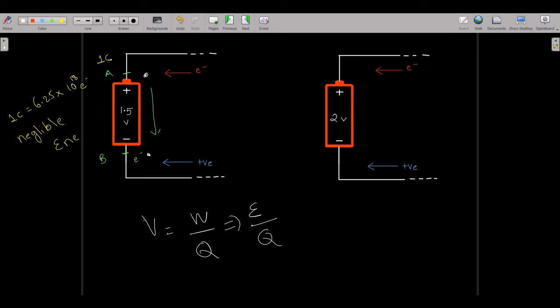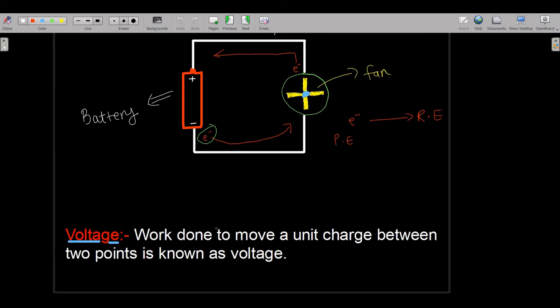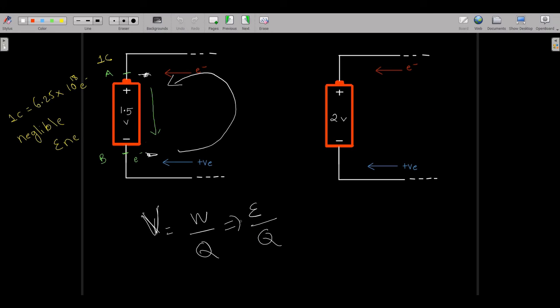That means voltage is basically the work done, or the energy supplied by the battery, such that the electrons will move between point A and point B. So this is the actual definition of voltage: work done to move a unit charge between 2 points is known as voltage. Work done is also known as energy. So it is the energy supplied by the battery, due to which the electrons can move between these 2 points.